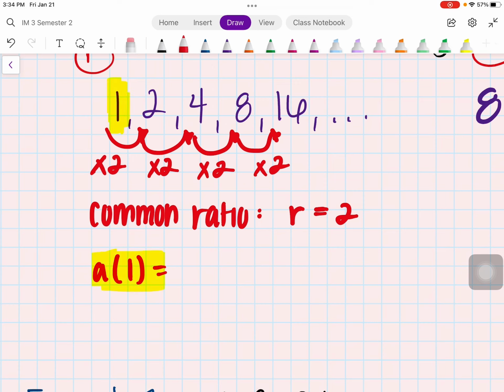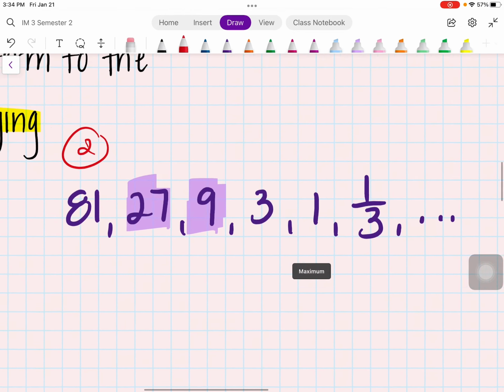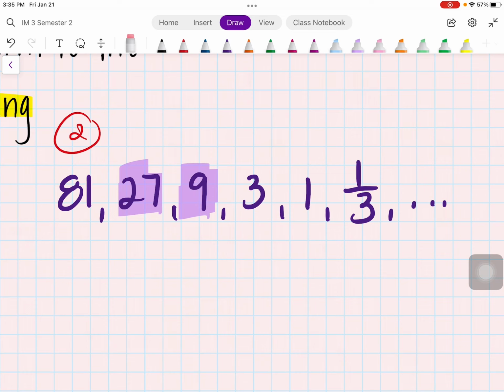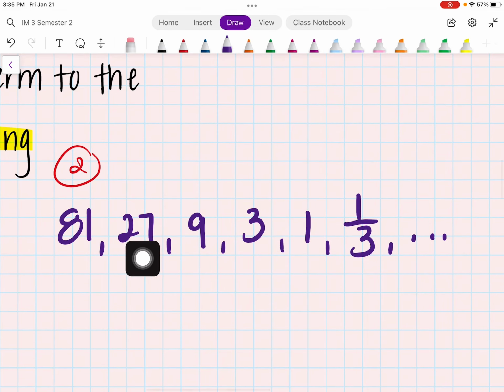Now, before I move on to the next one, I want to go ahead and identify my first term. In this case, guys, the first term is always the first number in the sequence, which in this case is a 1. So let's go ahead and check the next one, guys. In this case, we do have the sequence here of 81, 27, 9, 3, 1, and 1/3. Once again, guys, we want to see how we're going from 81 to 27 to 9 to 3 to 1 and 1/3.